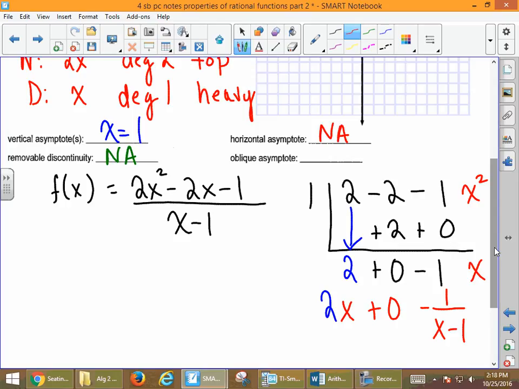We're going to write our oblique asymptote in slope-intercept form. I just write y equals 2x. If you prefer to write the 2x plus 0, that's fine, because then you've got your y-intercept and your slope. And now that we've got all that information, maybe I went backwards. Maybe we should have graphed it first. We don't need to worry about that.